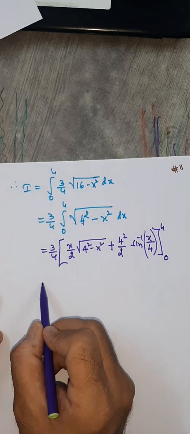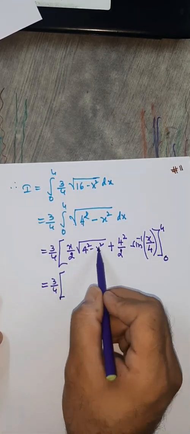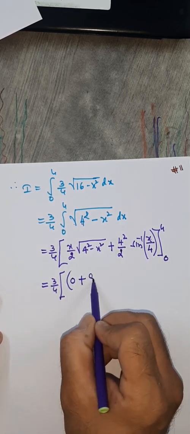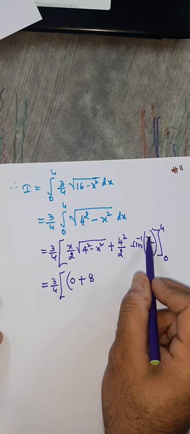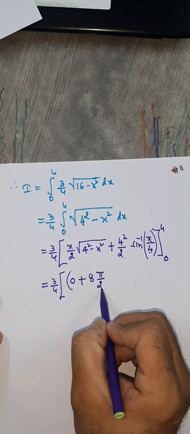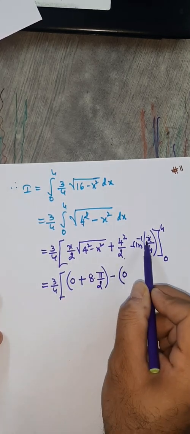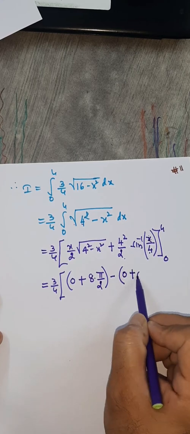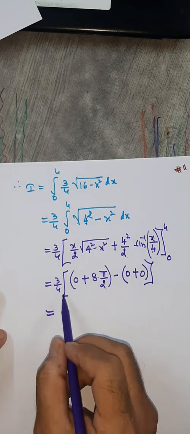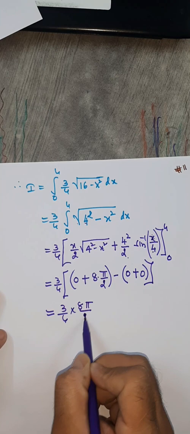Okay, 3 by 4 as it is. We put the upper limit first. Put 4 here: 16 minus 16, that is 0. Then 16 by 2, this is just 8. If I put 4 here, 4 by 4, sine inverse 1. What is sine inverse 1? You know, pi by 2. Minus the lower limit 0, so this will be 0. If you put 0 here, sine inverse 0 is 0. So what are we getting finally? 3 by 4 into 8 pi by 2.